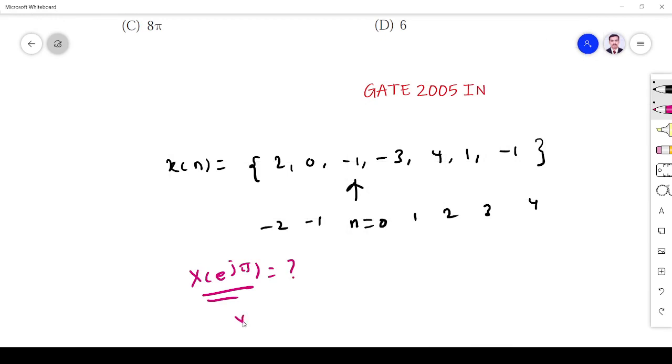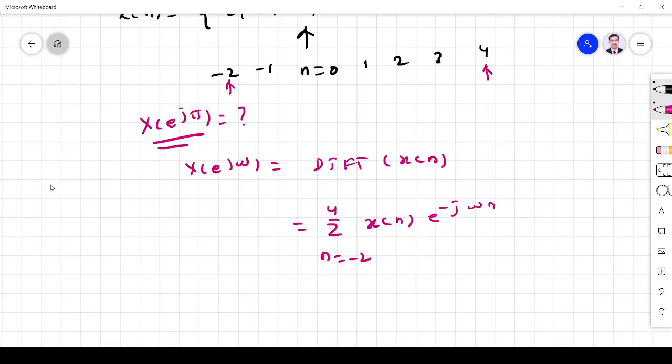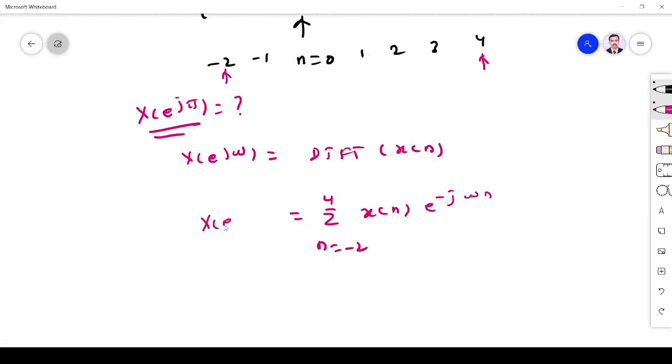That is X of e power j omega. We know what that is: it is the DTFT of x of n. So I find the DTFT of x of n, then I substitute omega equal to pi. So the DTFT is the summation, n starts from minus 2 and goes up to 4, x of n e power minus j omega n. This is X of e power j omega.